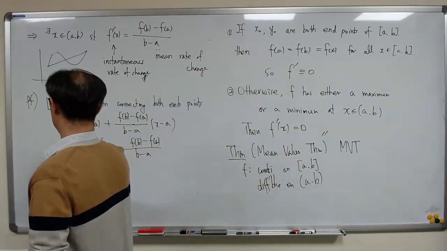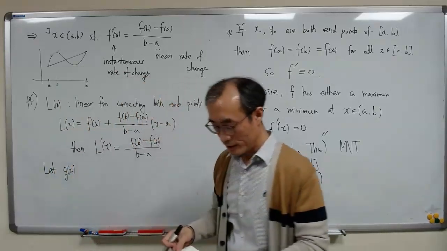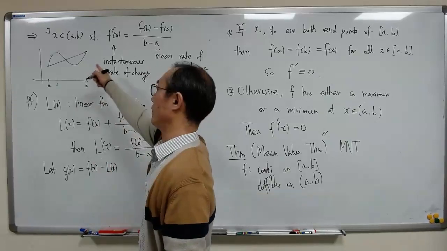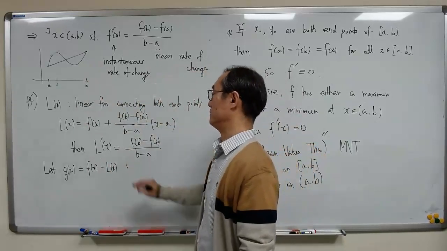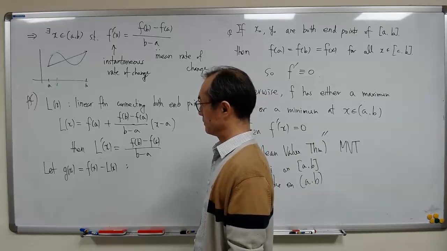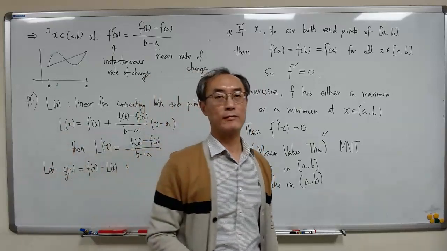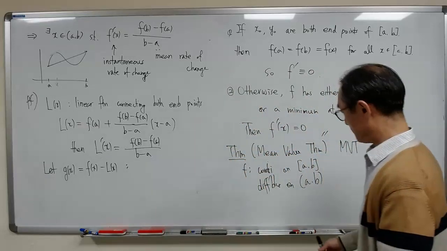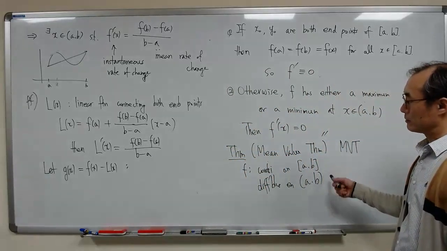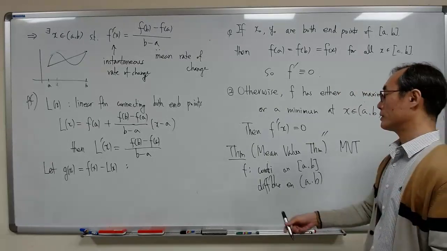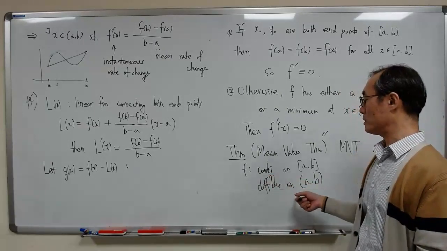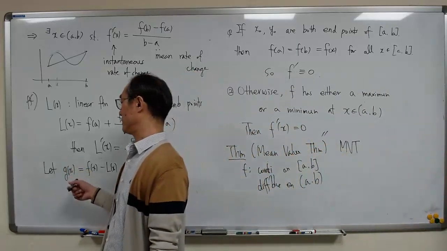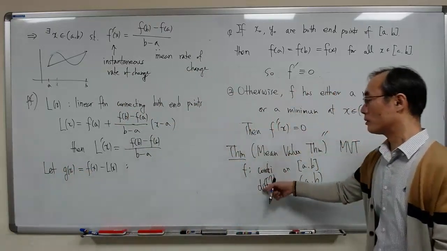Now, let's introduce another function g. It's going to be defined by f of x minus this straight line, L of x. Then the function L is linear, a very nice function, continuous and differentiable. And the condition for the mean value theorem assumes the function f is continuous on the closed interval and differentiable on the open interval. So the function g defined in this way inherits all those conditions.